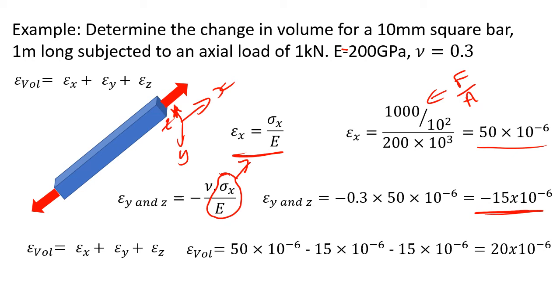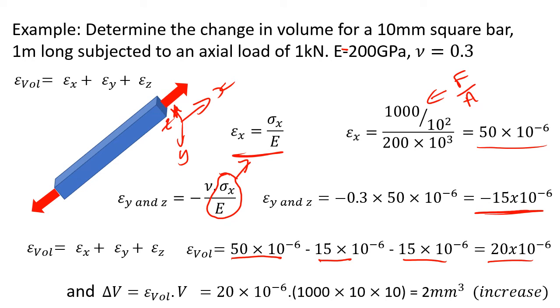So the volumetric strain is our strain in the x direction minus the strain in the y minus the strain in the z. So that gives us 20 times 10 to the minus 6. And then finally, our change in volume is our volumetric strain times the original volume. So here's our strain, and our original volume, it's 1000 millimeters long, and its cross section is 10 millimeters by 10 millimeters. So if you put the numbers in there, then you get a value of 2 cubic millimeters increase in volume.